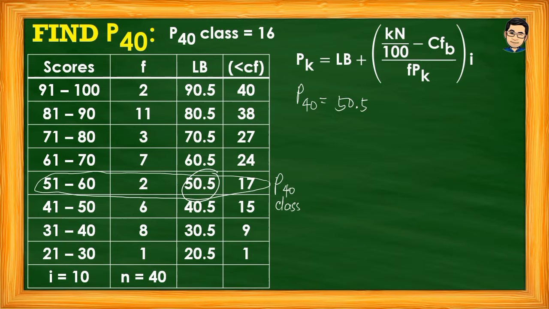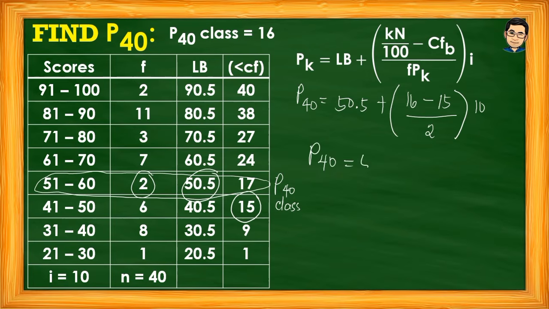Next. Kn over 100, that is 16, minus the cumulative frequency before the percentile 40 class, yung nasa baba niya, which is 15. And then, yung frequency mismo ng percentile 40 class, 2. Substitute lang natin. And then, yung interval, which is 10. Next, 16 minus 15, that is 1.